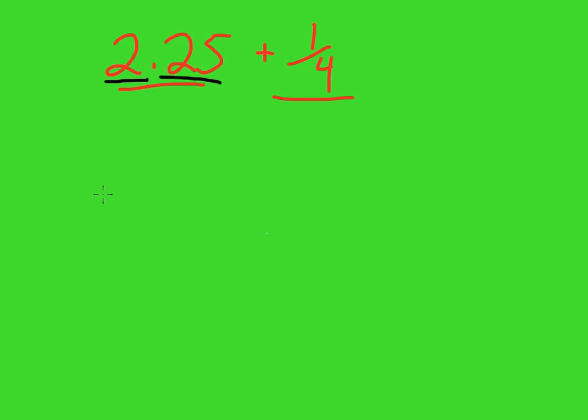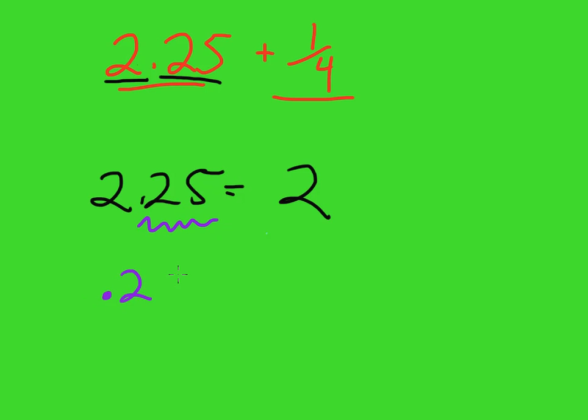So let's rewrite it down here. 2.25 is going to equal 2 wholes. Now we have to take a look at our decimal part. So we're going to examine 0.25. Now we did a video on this a couple days ago last week. Do you remember how to convert a decimal into a fraction? Alright, well we're going to put our equal sign. It's really this simple. We're going to make our fraction line.